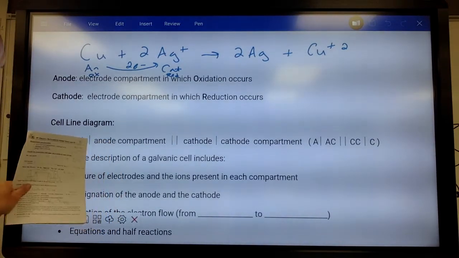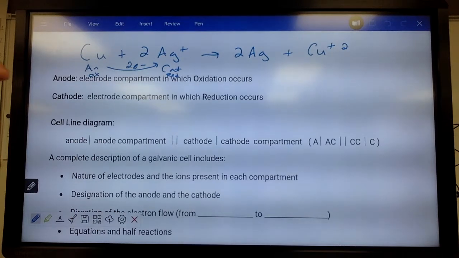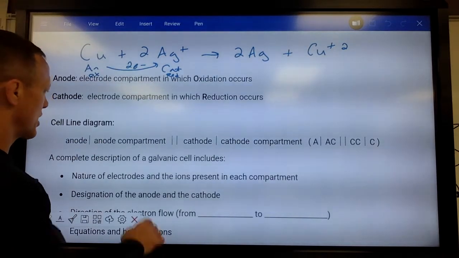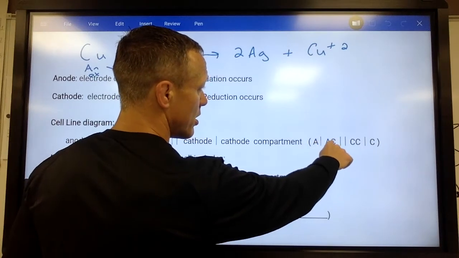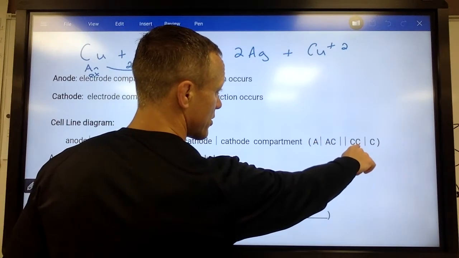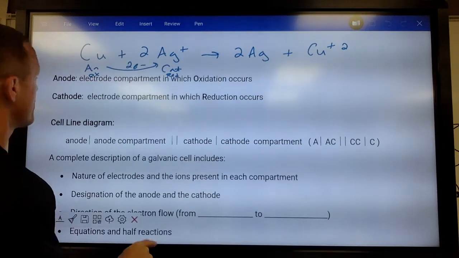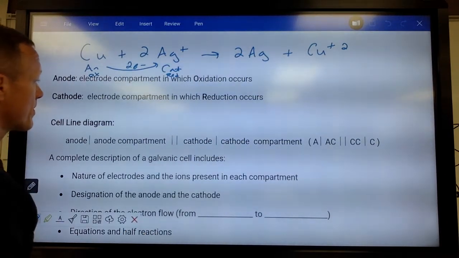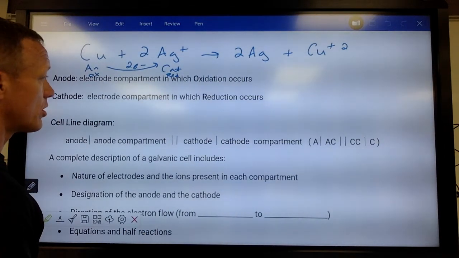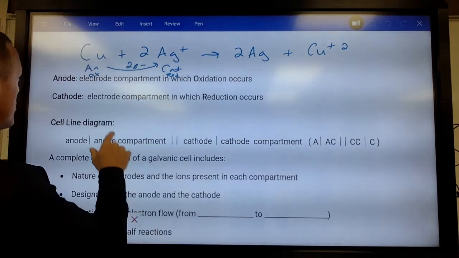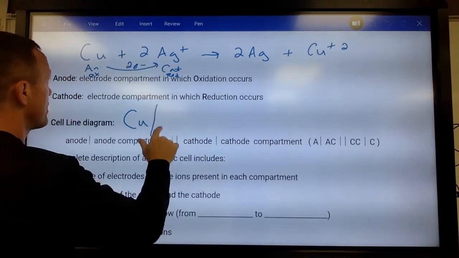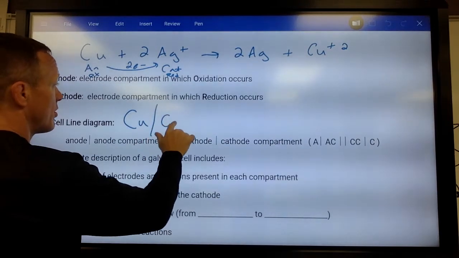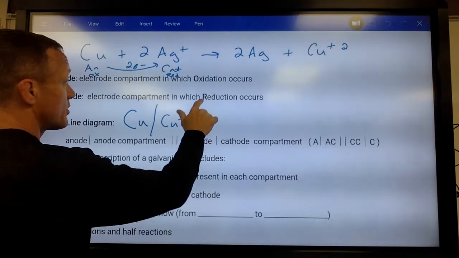One thing that I didn't talk about is this cell line diagram. Which actually I have kind of labeled wrong here. You put your anode compartment, cathode compartment. So in this case, our anode would have been the solid copper. You put a little line between it. It's in a solution of copper +2 ions.